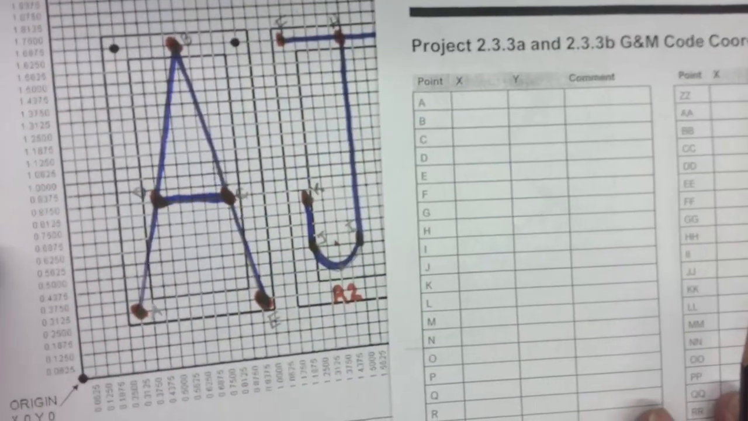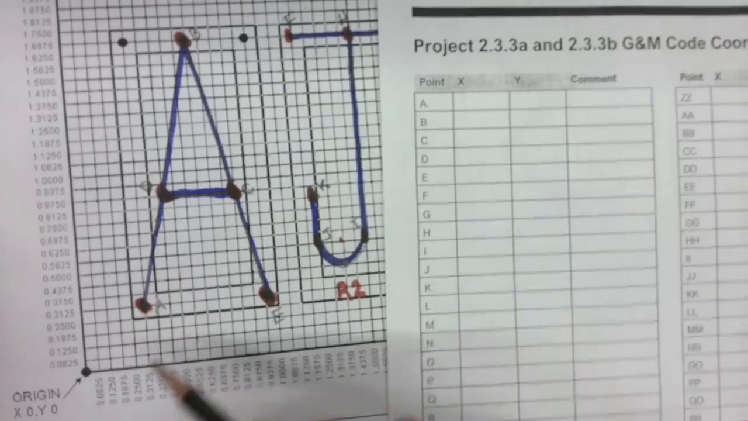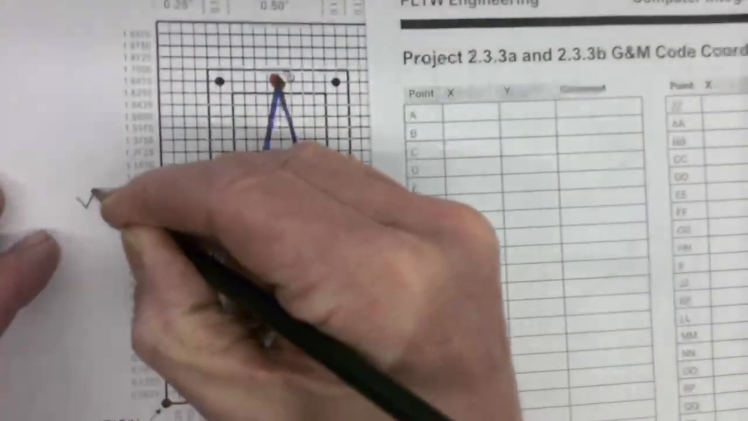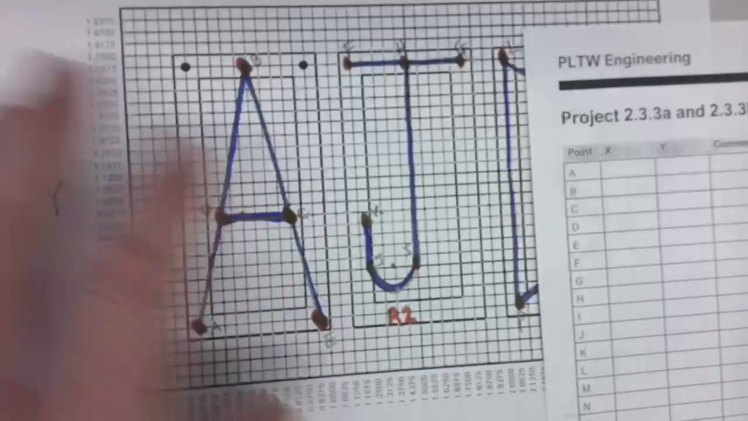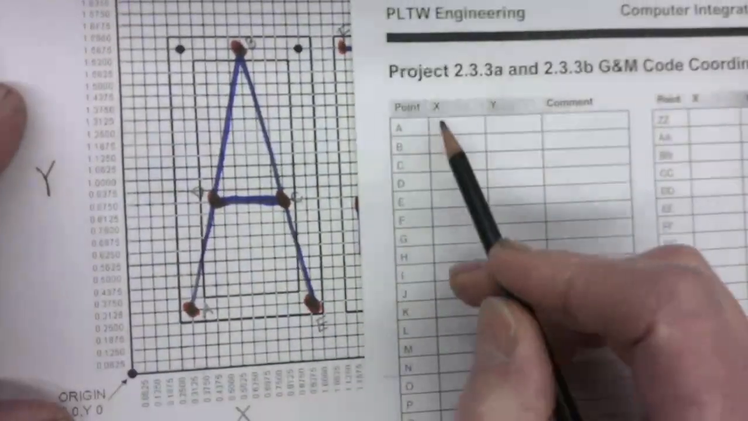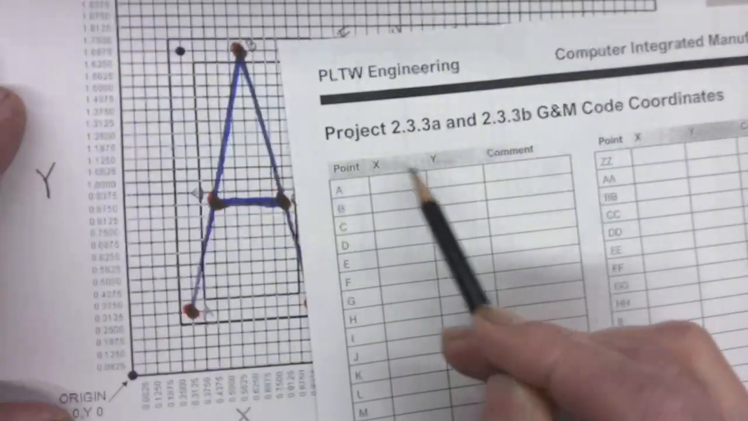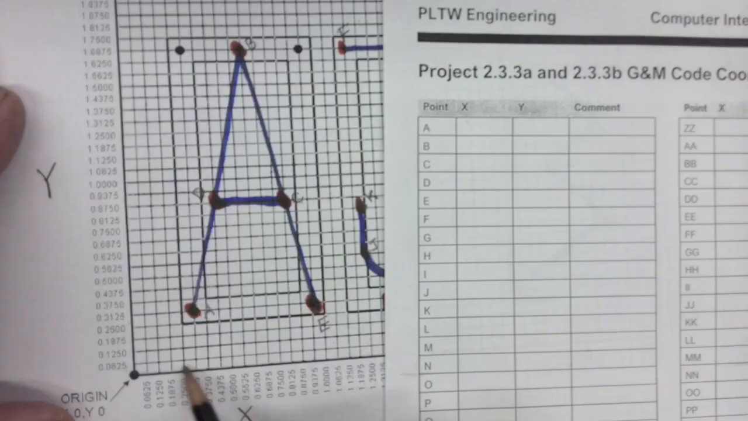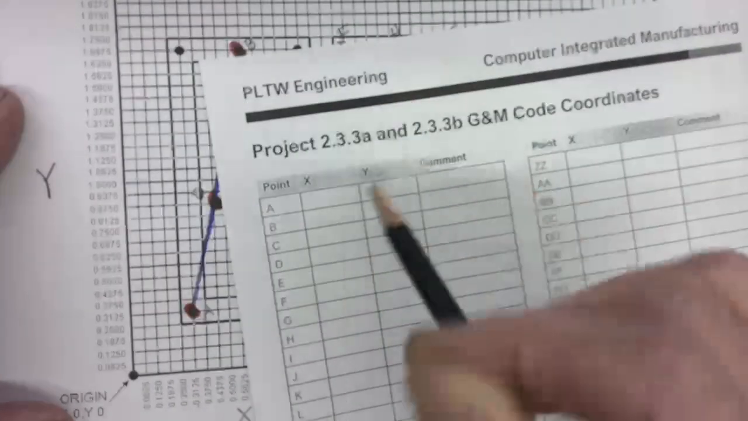So for instance, I'm going to go to point A. And I'm just going to mark, this is my X direction, this is my Y direction. Don't confuse yourself, just draw it on there. So we always are going to do X first because G-code talks in X and Y coordinates. So my X coordinate is going to be right here on this line, which is 0.3125.